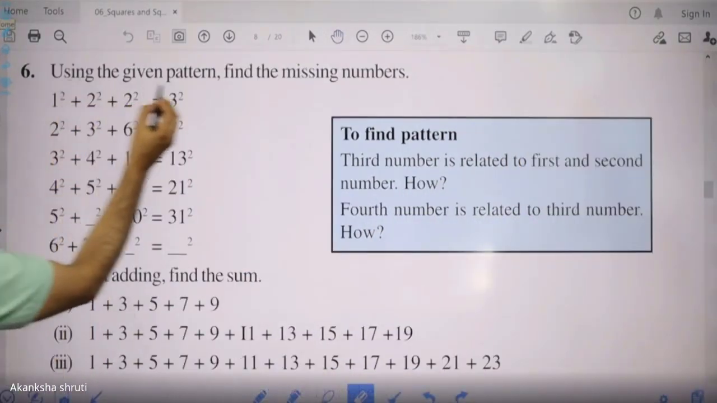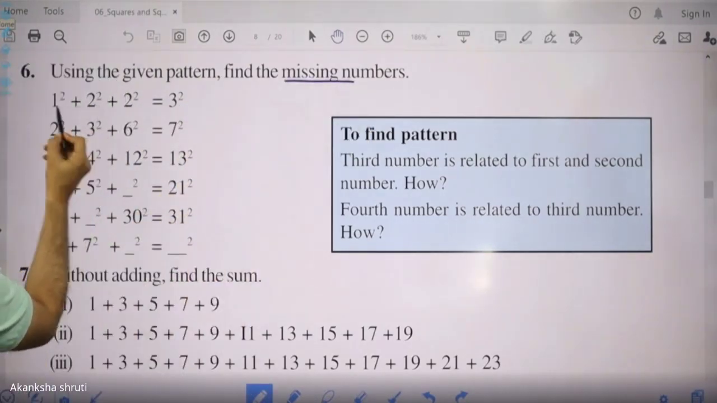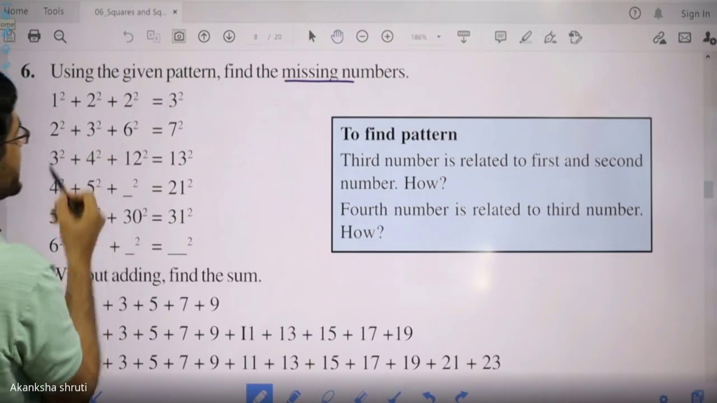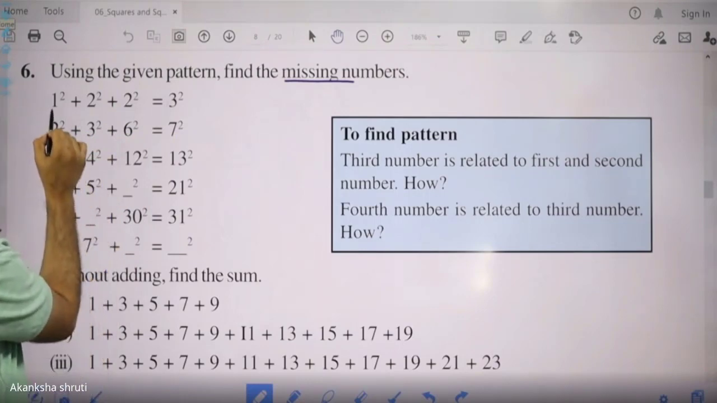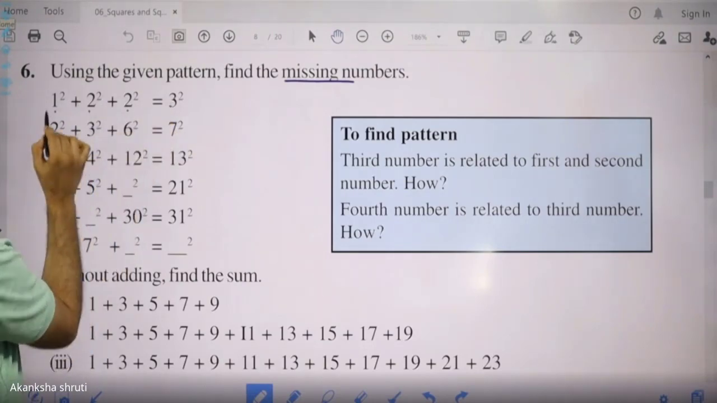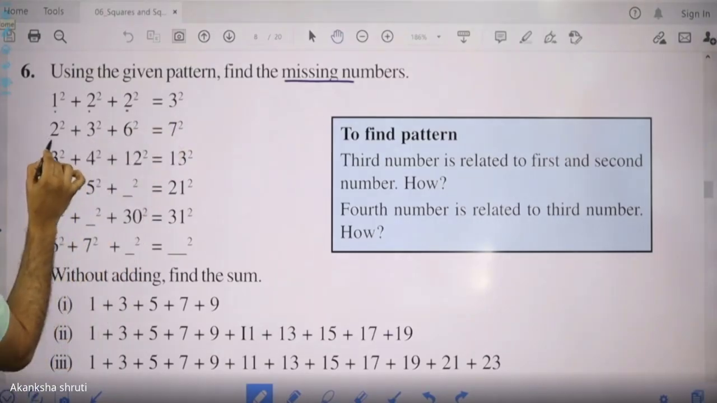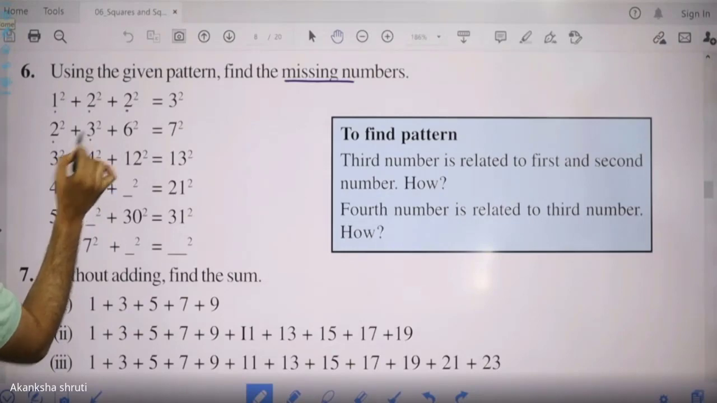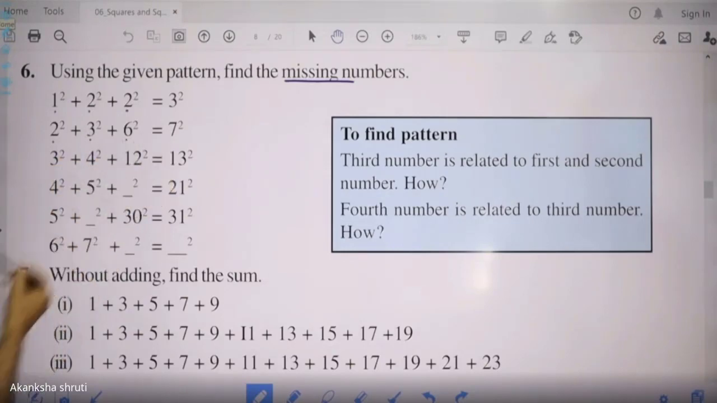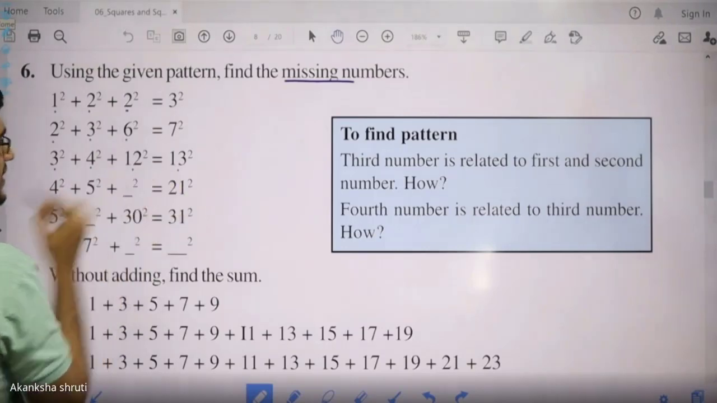So students, using the given pattern, find the missing number. Here we are observing that the first one is 1 square plus 2 square plus 2 square is 3 square. Observe it carefully. The next one is 2 square plus 3 square plus 6 square is 7 square. The next one is 3 square, 4 square, 12 square is 13 square.